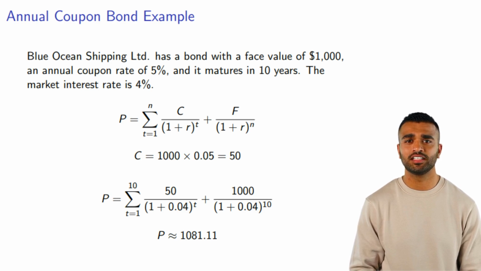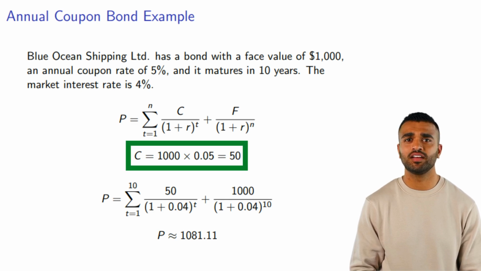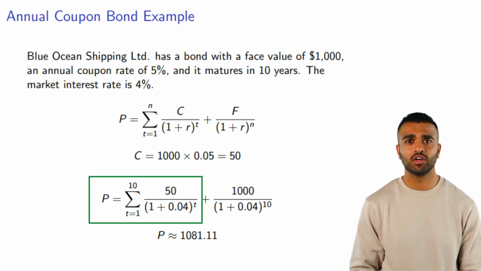Each of the coupon payments expected is worth $50. We obtain this value by multiplying the face value of $1,000 by the coupon rate, which is 5%. Next, we sum the present value of the annual coupon payments expected each year starting with year 1 all the way to year 10. The summation operator in this formula can be easily understood. This part of the formula is simply the sum of 50 divided by 1.04 to the power of 1 plus 50 divided by 1.04 squared plus 50 divided by 1.04 to the power of 3, and so on until 50 divided by 1.04 to the power of 10.